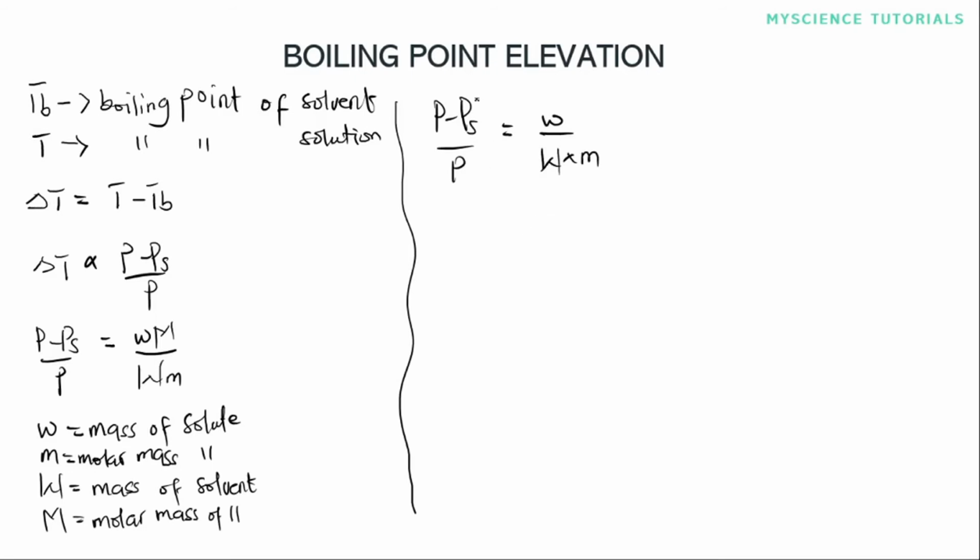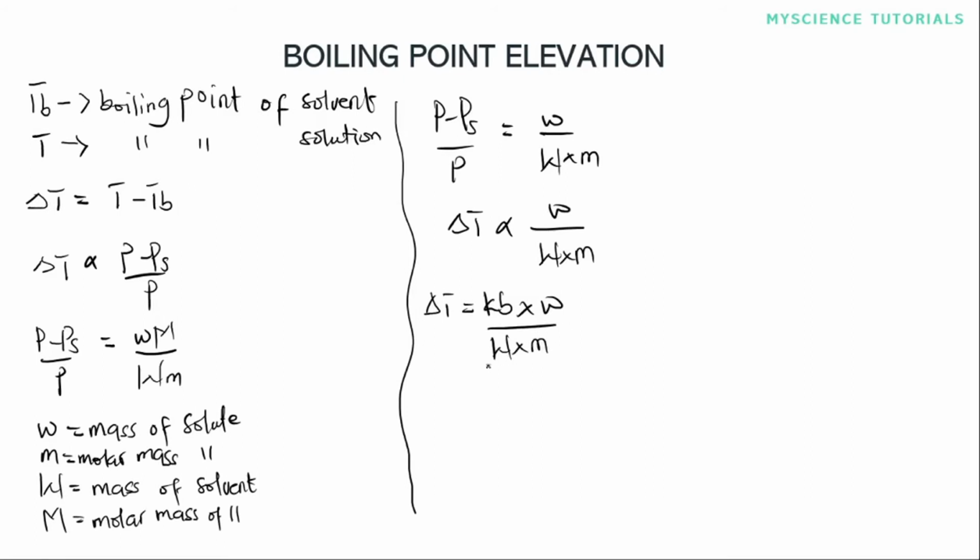We said the relative lowering of vapor pressure is proportional to the change in temperature, or the boiling point elevation. So we can represent this by delta T being proportional to W over capital W multiplied by M. If we remove the proportionality sign, we introduce a constant that we call KB, multiplied by small w over capital W by small m.